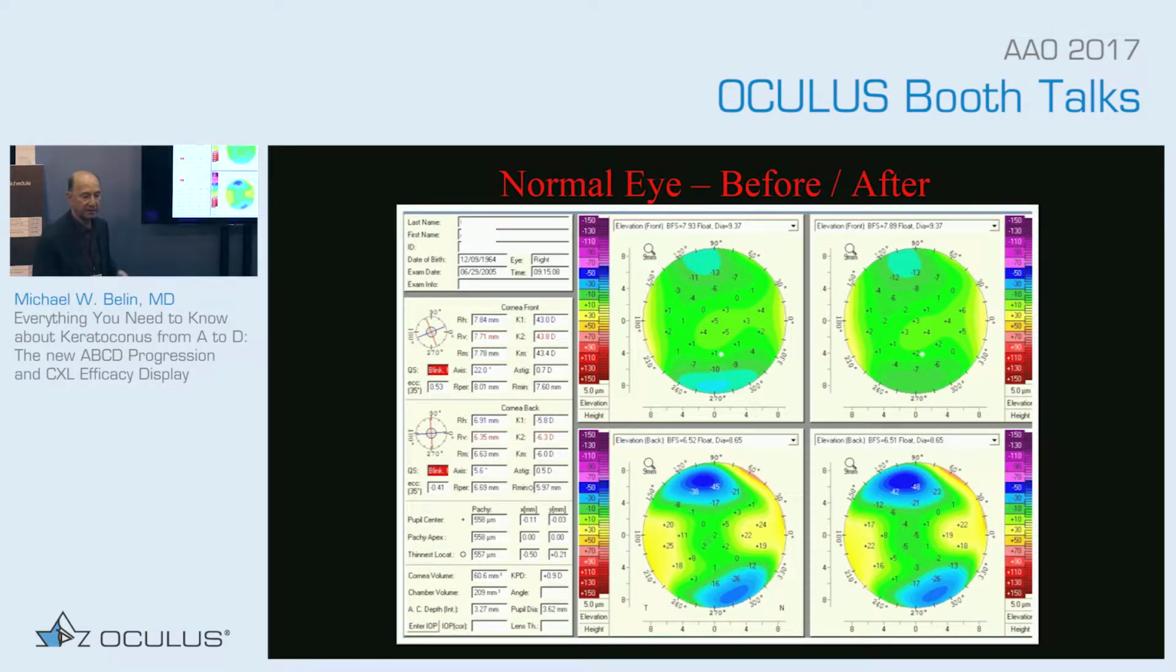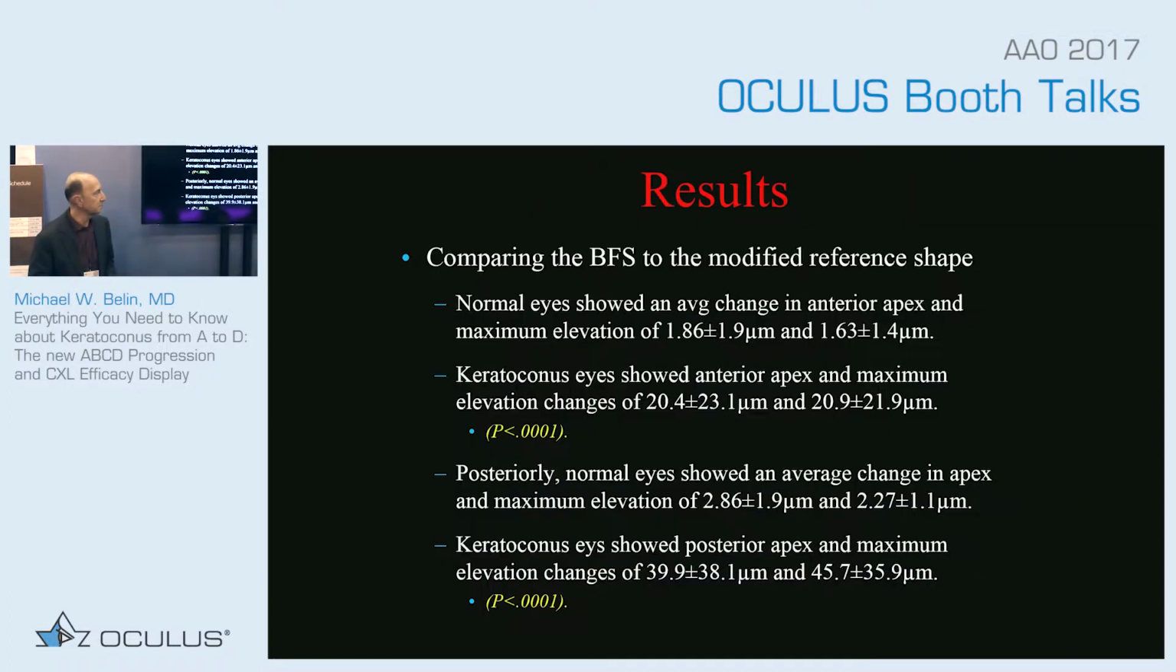Just as important, as I said, is that we don't take normal eyes and make them look pathologic. You can see here again, on the left is using the standard best fit sphere. On the right is the enhanced reference surface, and there's very little change. When we looked at that over a large population base, the change from going from the standard 8mm best fit sphere to the enhanced reference surface was highly statistically significant to separate normal from keratoconic.